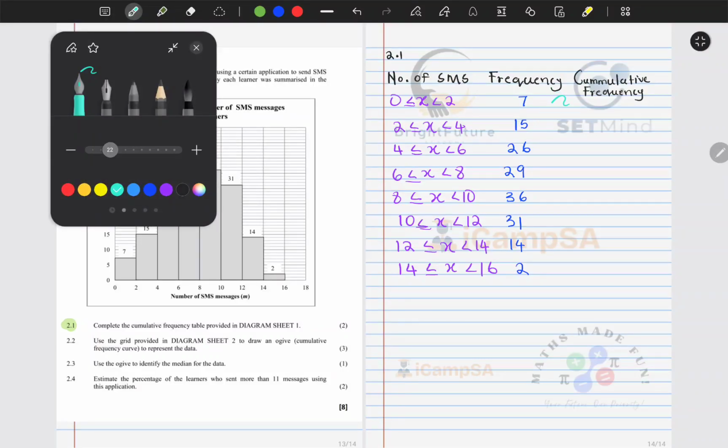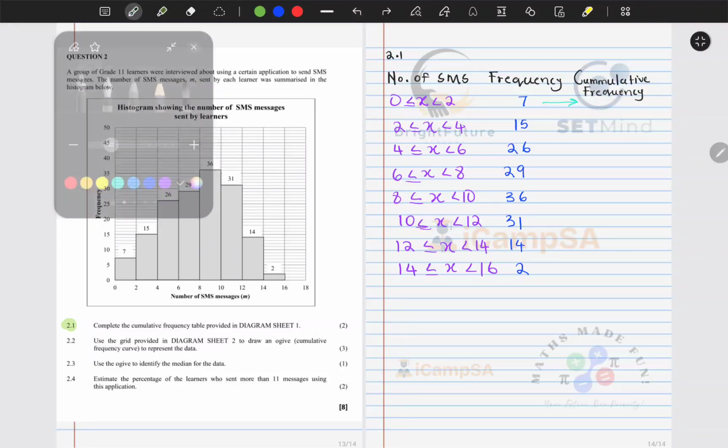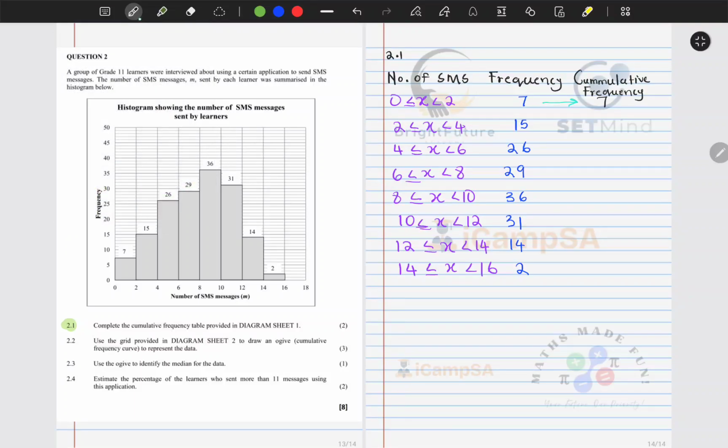For the cumulative frequency, remember, the first entry we take as it is, so we take 7. For the next entry we do 7 plus 15, and you end up getting 22. Then you do 22 plus 26, which gives us 48. Then to 48 you add 29 for the next one, which gives you 77. Then you add 36 for the next one.